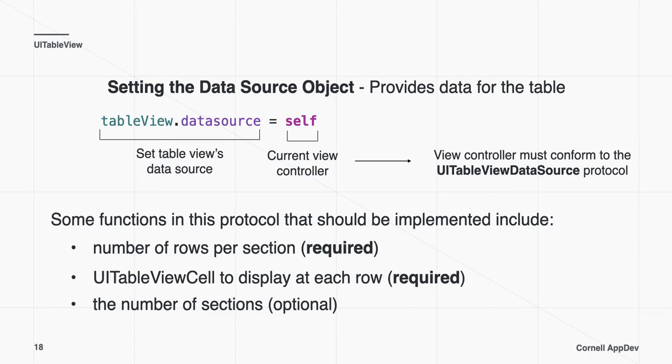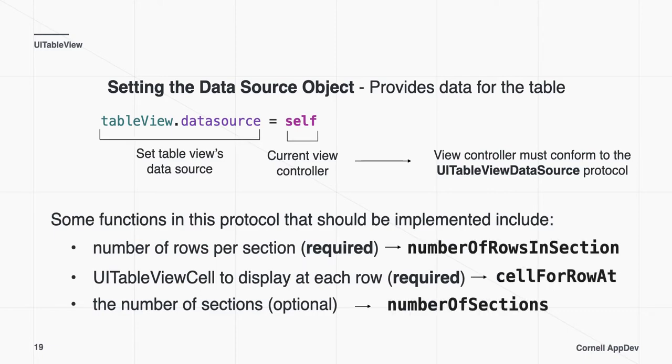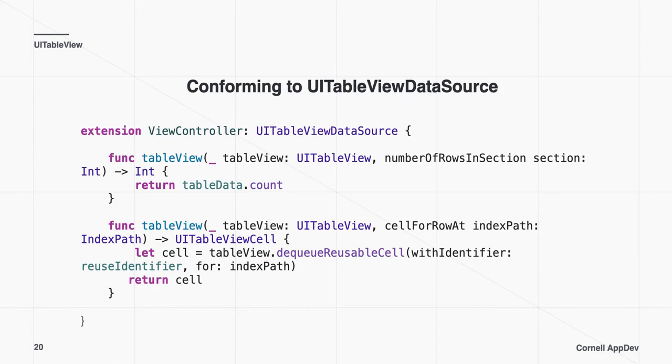Okay, any questions? Okay. Yeah, and then the function that implements the number of rows is called numberOfRowsInSection, and then there's cellForRowAt, where you define what cell to use in each row, and then you also optionally can say how many sections there are in each table view. So yeah, this is the implementation.